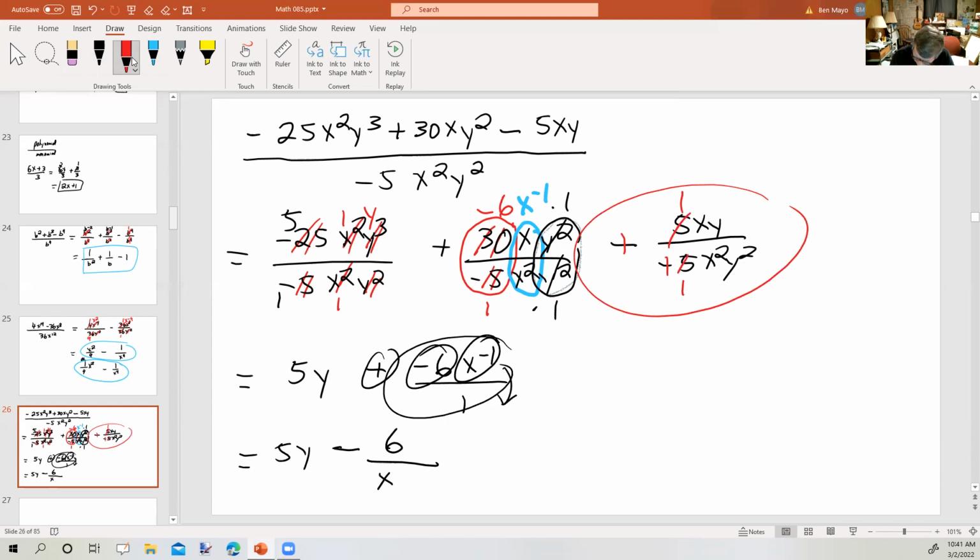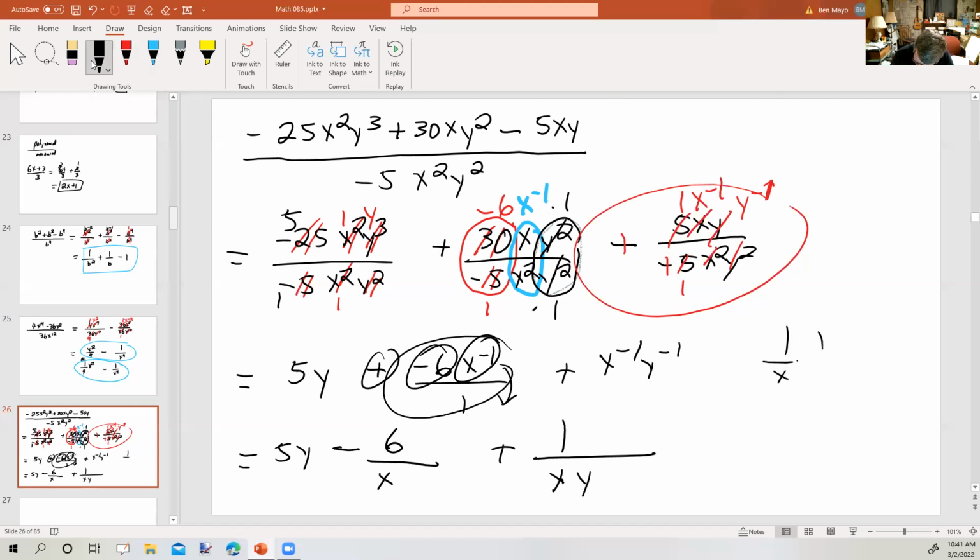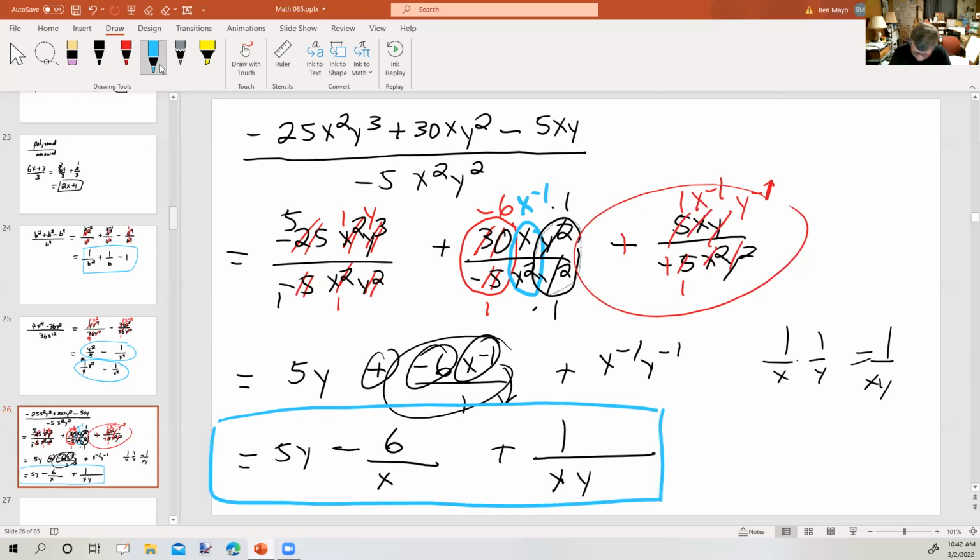5 over 5 is 1 over 1. X over x squared is x to the negative 1, because 1 minus 2. Y over y squared is y to the negative 1. So now I've got plus x to the negative 1, y to the negative 1, which is plus 1 over xy, because it would be 1 over x times 1 over y, which is 1 over xy. So then here's my final answer. Okay. All righty.